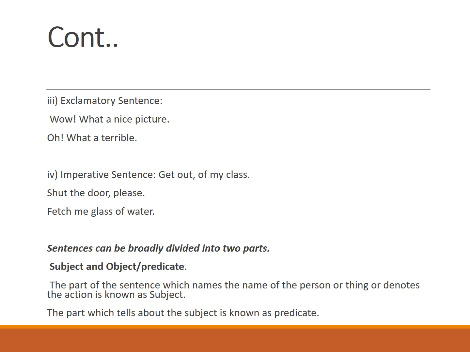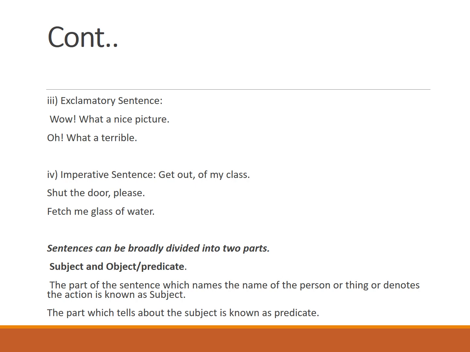I think you already know these basic grammars. So I am not here to teach you the basic grammar, the ABC, or everything in detail, but I will go through all the things that are necessary for communication skills. Sentences can be broadly divided into two parts: number one, subject, and number two, predicate.